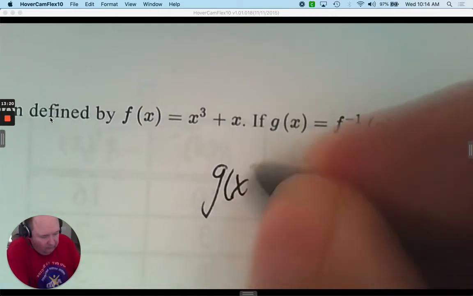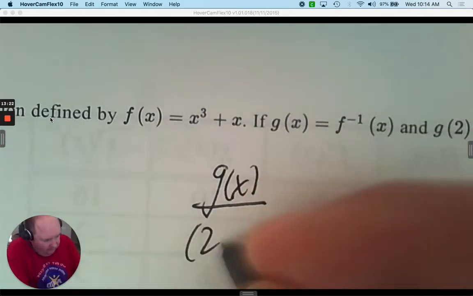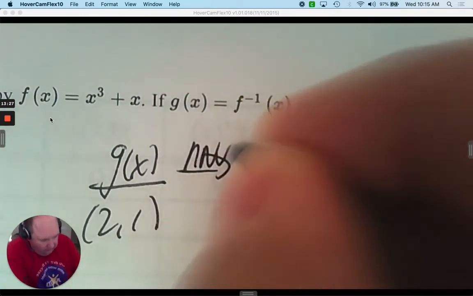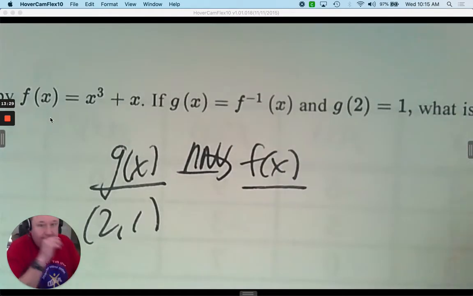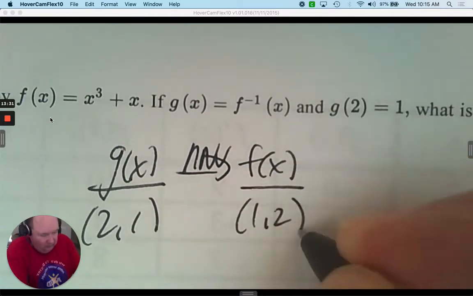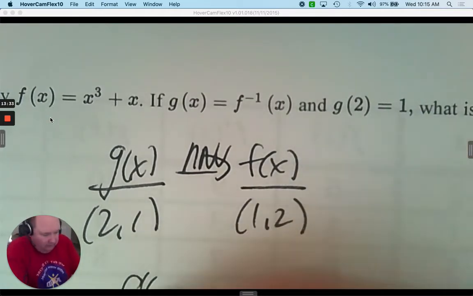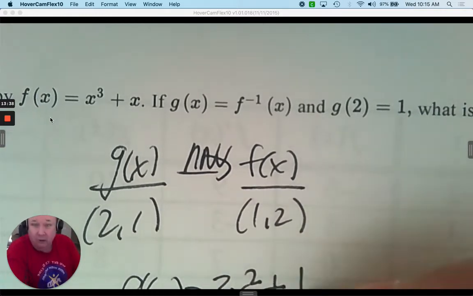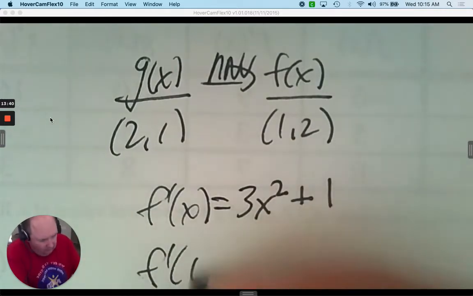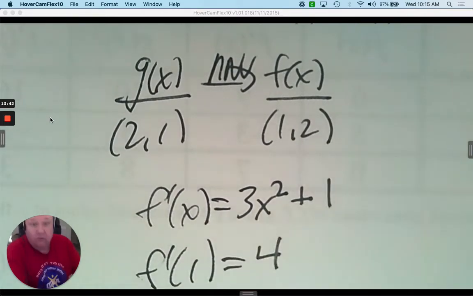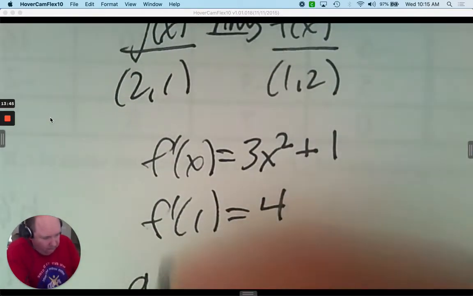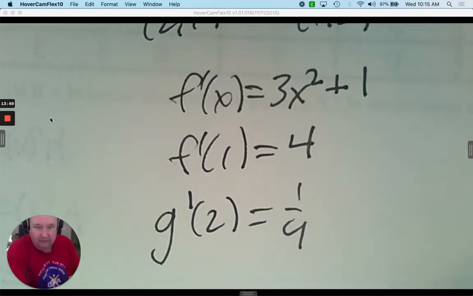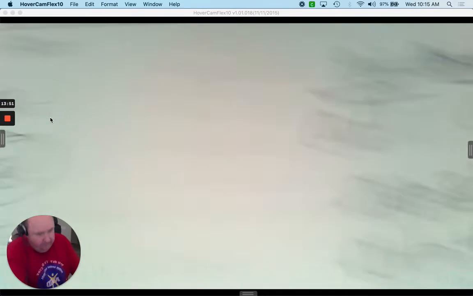So I'm going to organize it. Again, the point on g is (2, 1). So if they're inverses, then for f at x, you inverse it, and it's (1, 2). The derivative of f at x would be 3x squared plus 1. Plug 1 in, and you get the answer 4. And therefore, the derivative at 2 would be the reciprocal of that. That's the relationship. So the answer is 1/4.